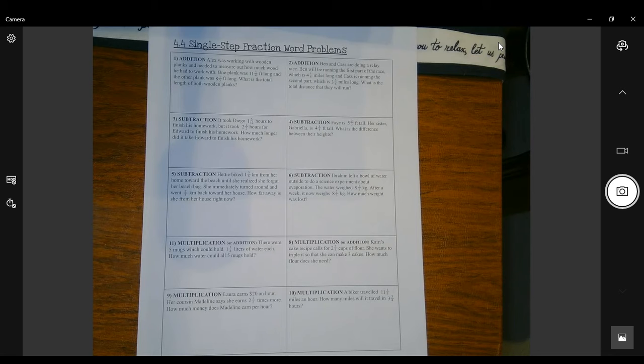Okay. So, first off, I want you to try and figure out what operation you would do from the word problem. And if you know it's adding, it doesn't really matter which numbers you add in what order. But if you're subtracting, it does matter. And if you're dividing, it also matters.